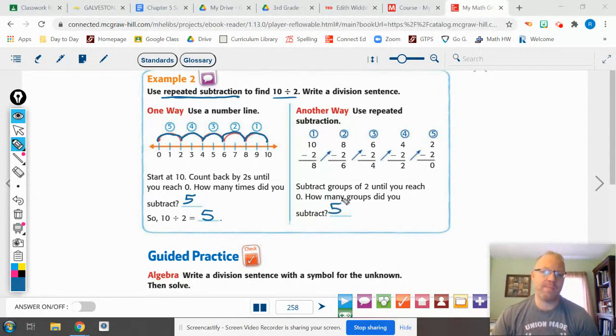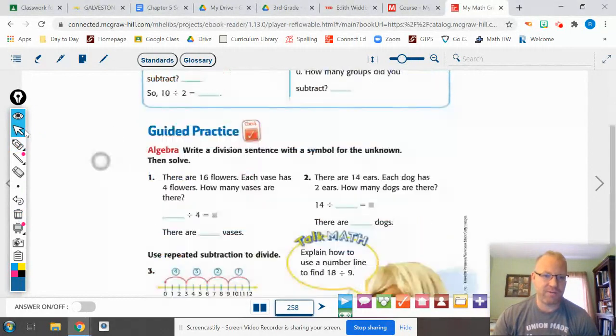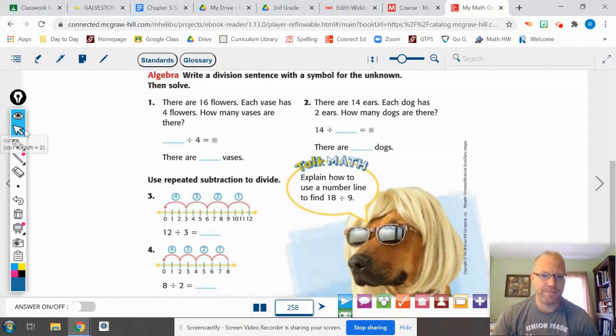So you can see it's the same thing as doing this. We went 8, 6, 4, 2, 0. So that is how division would be looked at when we look at repeated subtraction. If you need those notes, please pause the video.